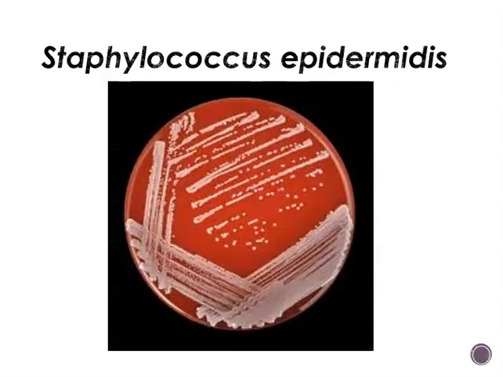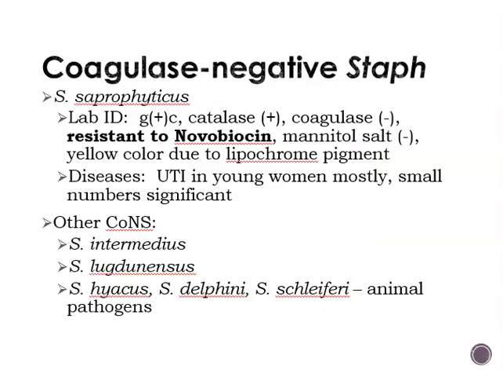Here's a picture of Staph epidermidis on a blood agar plate, and you can see much brighter white colonies than those of Staph aureus, lack of beta hemolysis. Okay, the next coagulase negative staph species that we're going to talk about is Staph saprophyticus. A lot of strains of saprophyticus can take on kind of a yellow color, and it's caused by a pigment called lipochrome. So lab ID, again, catalase positive because it's a staph, coagulase negative because Staph aureus is the only one that is coagulase positive.